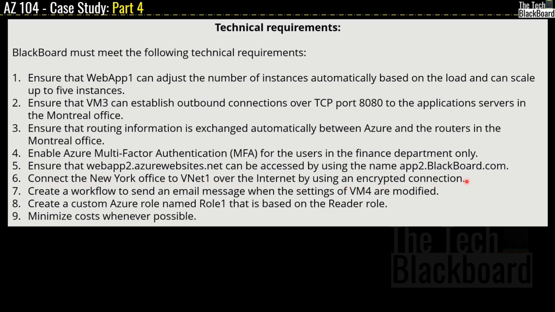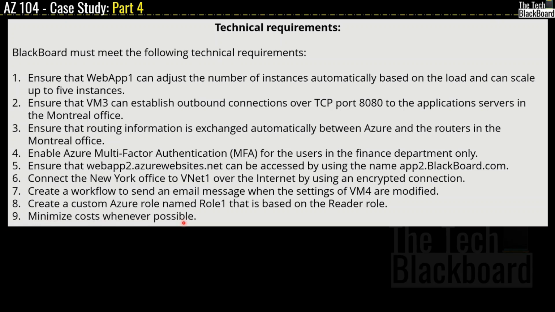Then we have seventh one, which says create a workflow to send an email message when the settings of VM4 are modified. Eighth one says create a custom Azure role named role1 that is based on a reader role. And then the last one, the ninth one, says minimize the cost wherever possible. So that was all the information given in the case study.